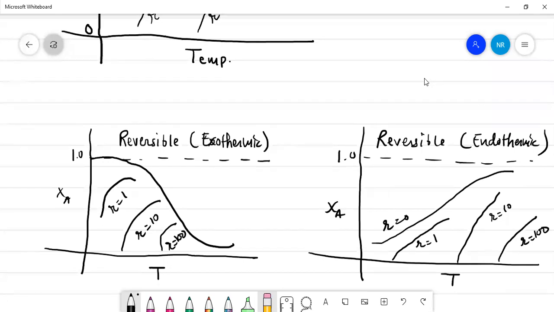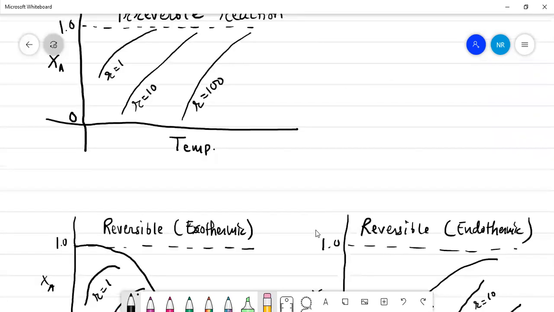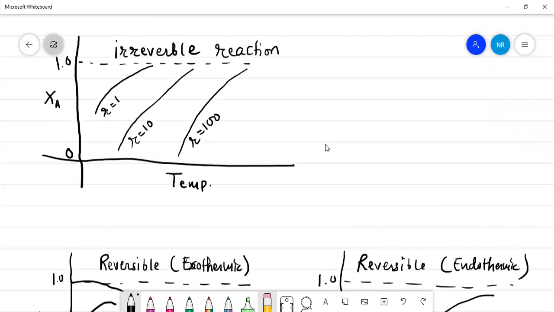Now we'll use this graph to find the volume of the reactor. So now we stop here. In the next class, we'll use this graph, conversion versus temperature with constant rate of reaction, to find the volume of a reactor for the non-isothermal condition.